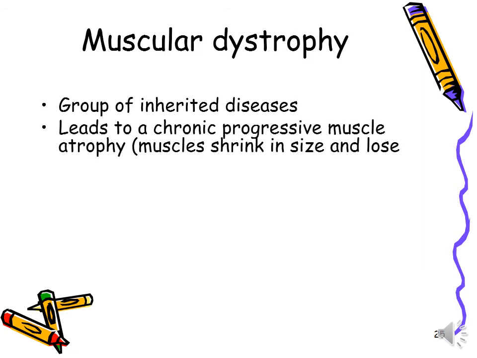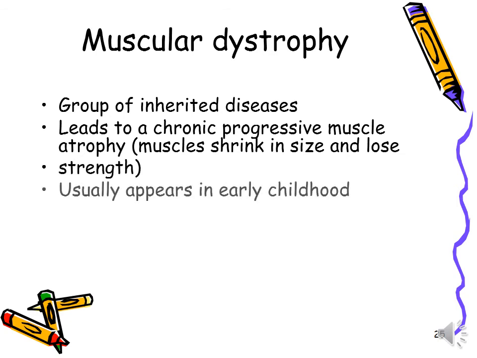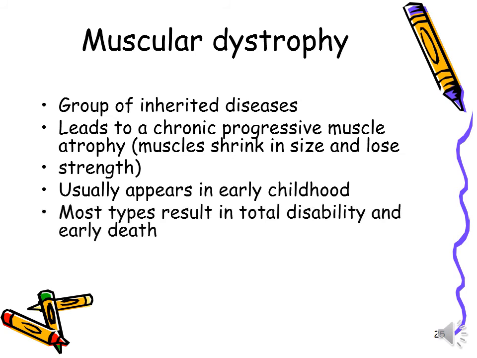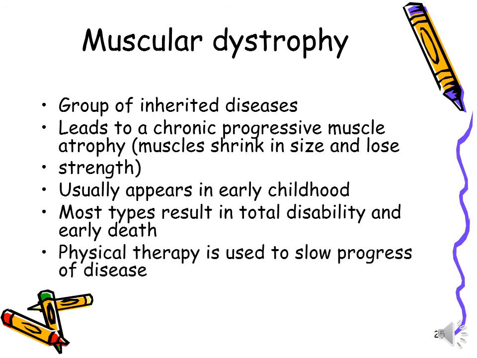Muscular dystrophy, this is a group of inherited diseases, and this leads to chronic progressive muscle atrophy, so they lose their bulk and their shape. It's really very frustrating again and sad for people that have muscular dystrophy. It oftentimes leads to early death and total disability and appears in early childhood. Now, there's tons of research being done and progress being made, but it still can be very frustrating.